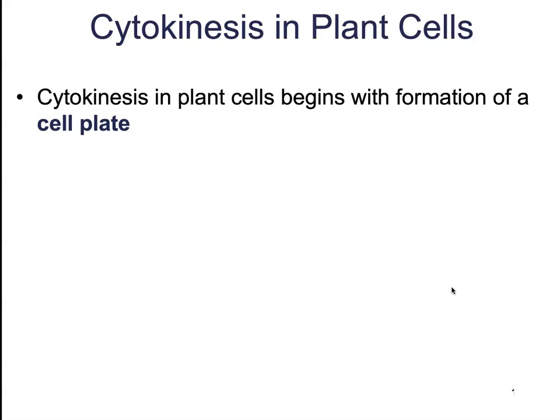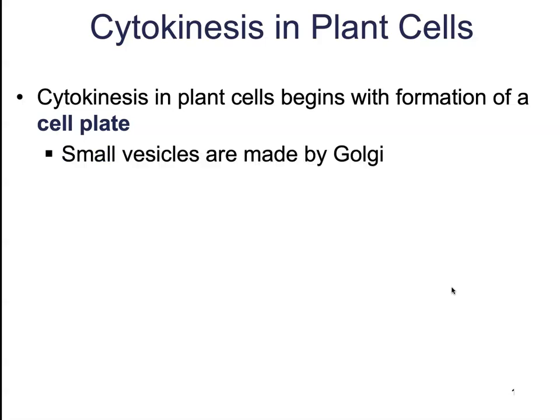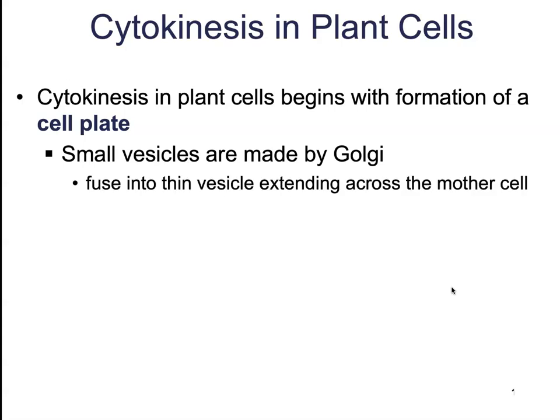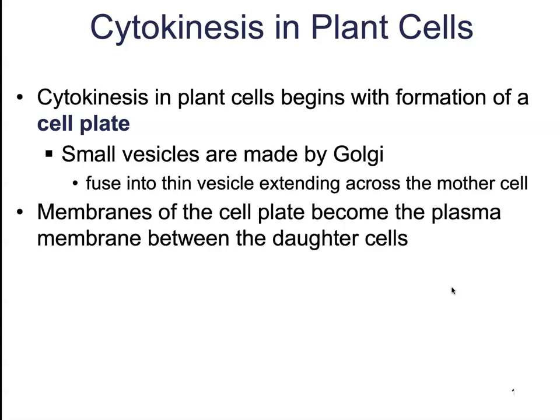In this case, we're going to do it with the formation of a cell plate. A cell plate is just a series of small vesicles made by the Golgi apparatus that are going to line up right down the center of the cell. They're going to fuse into one thin vesicle extending all the way across the mother cell. Inside that vesicle, we're going to start to build up a brand new cell wall.